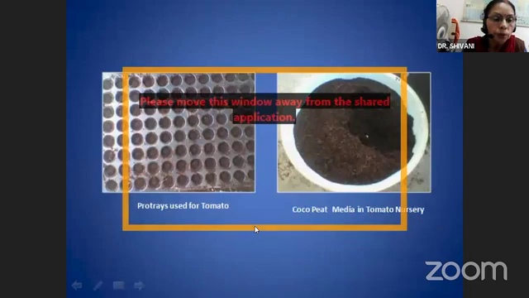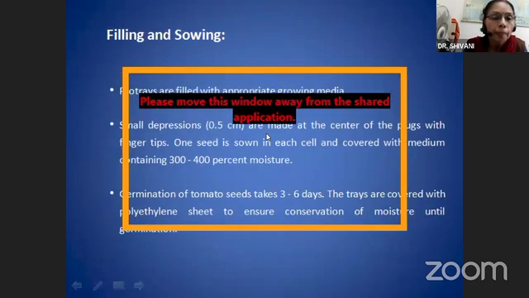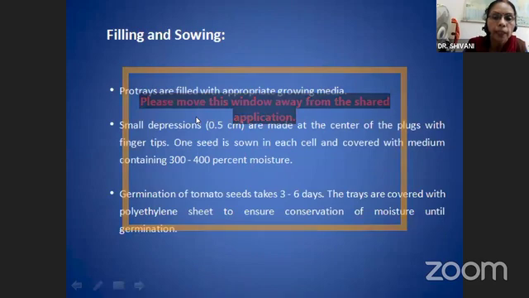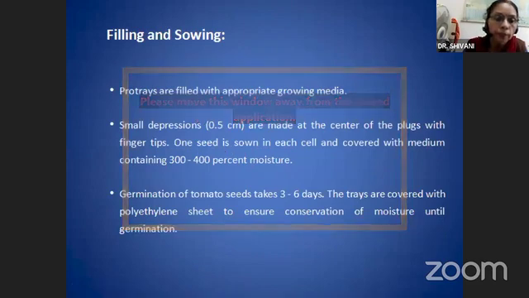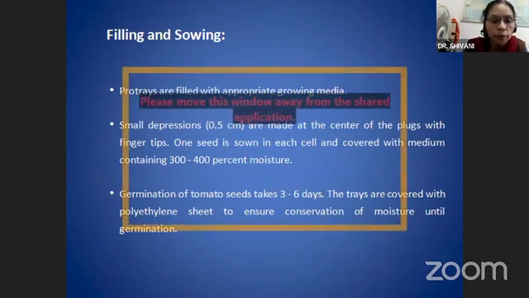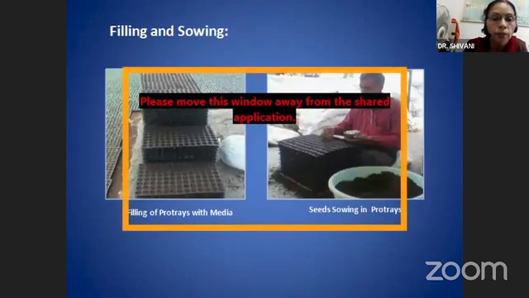This picture shows pro-tray used for tomato, and this is the cocopeat media in the tomato nursery which we use to fill these holes. These are the holes of the pro-tray. These are filled with appropriate growing media, and small depressions, that is 0.5 centimeter, are made at the center of the plugs with the fingertips. Then one seed is sown in each cell and covered with medium containing 300 to 400% moisture. Germination of tomato seeds takes 3 to 6 days, and then these seedlings can be taken out.